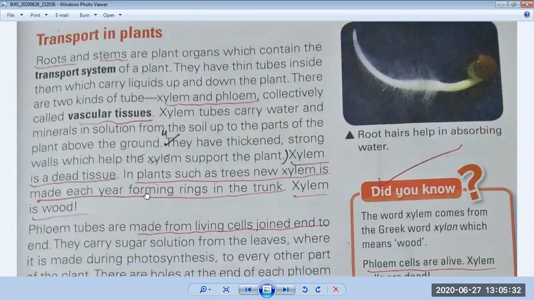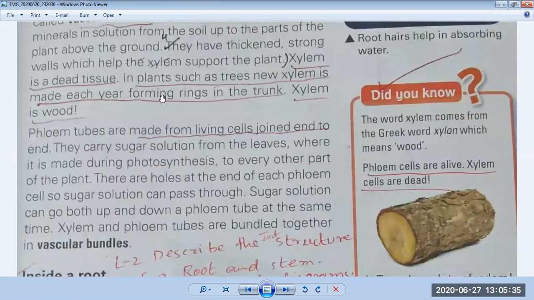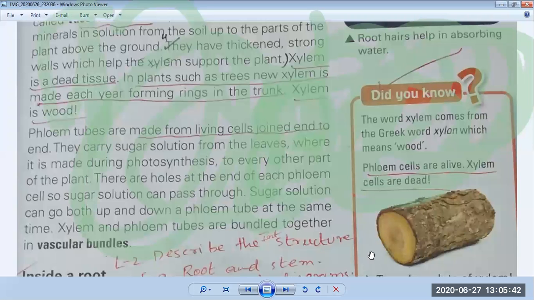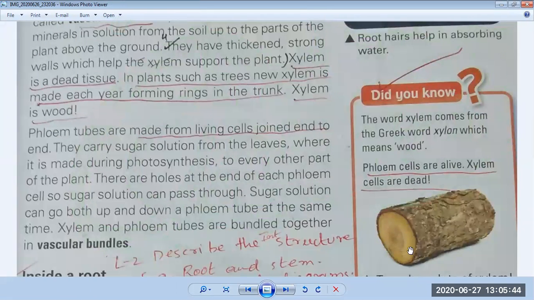I will explain this with the help of a diagram. If you see this diagram in your book, this is a diagram of the trunk of a tree, and you can see the xylem tubes are present. Actually this part is called the stem. In young plants we call it stem, and in big trees it is called a trunk. You can see it is making rings inside. So these rings consist of xylem cells.